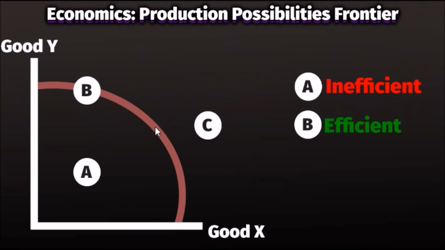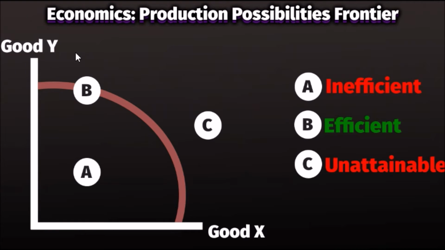And then you might be asking yourself, what is point C? Is that super efficient? Well, no, point C is actually unattainable, because let's think about this for a second. If the PPF represents our maximum amount of production given our resources, does it make sense that we can produce outside? Not really. So we call this unattainable because we can't produce at that point. We don't have the resources to produce at point C.